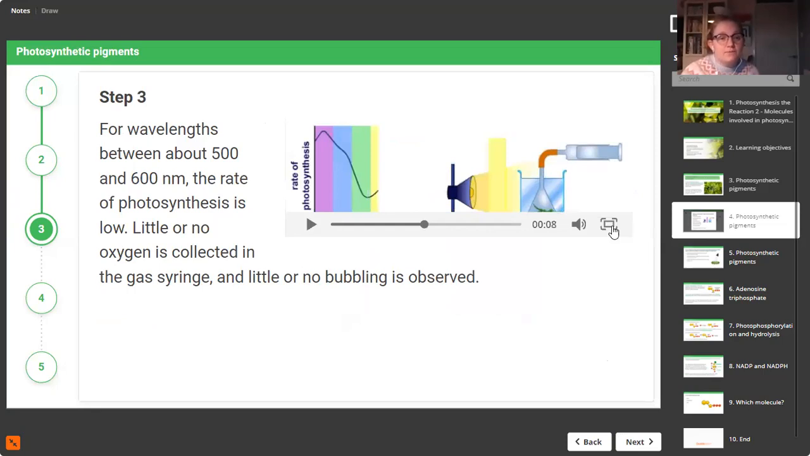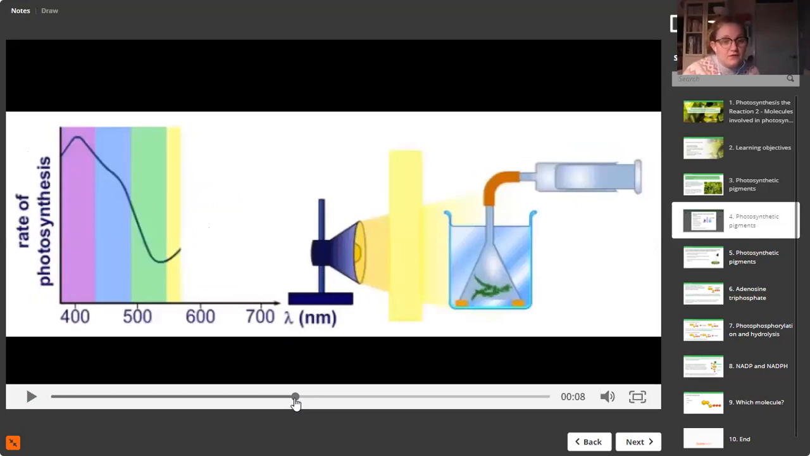So I'm just going to pause it here. Little or no oxygen is collected in the gas syringe, and little or no bubbling is observed. So I'm going to actually go back to where we were and play it again so we can see it. So put a new filter up, and as you can see, the gas syringe is hardly moving, and we've got really, really low rates of photosynthesis.